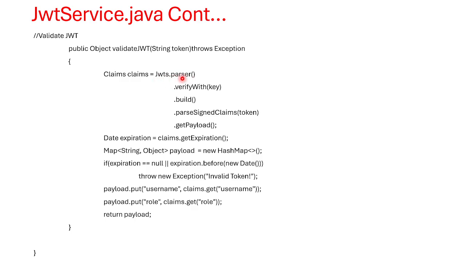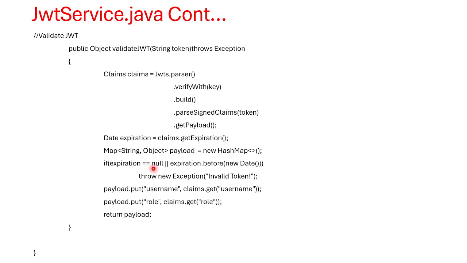The meaning of parser is that it tries to read the token, and it will verify it with the key given by the server. Then you just build and pass the token and get the original payload. Whatever was encoded, we are just getting the original payload. From that original payload, we try to extract the expiration time.